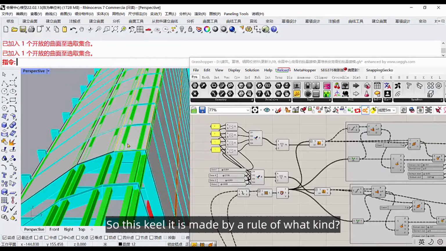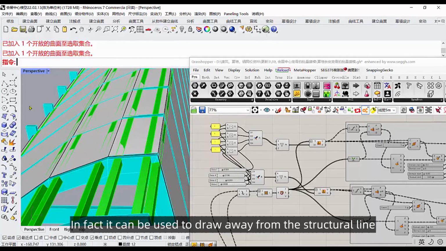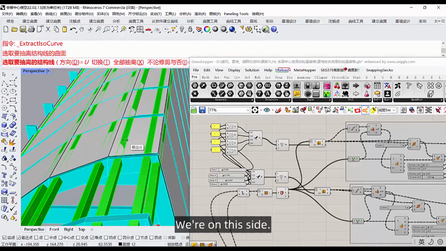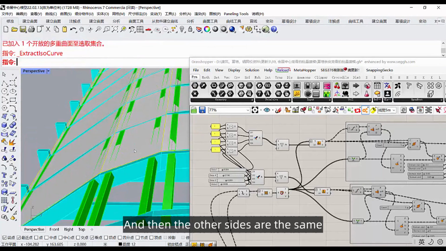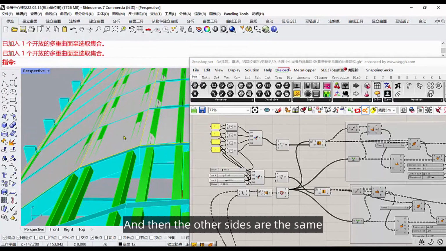So this keel is made by a rule of what kind? In fact, it can be made by drawing away from the structural line. That's it. We're on this side. Draw a structural line here. Draw a structural line here. And then the other sides are the same.